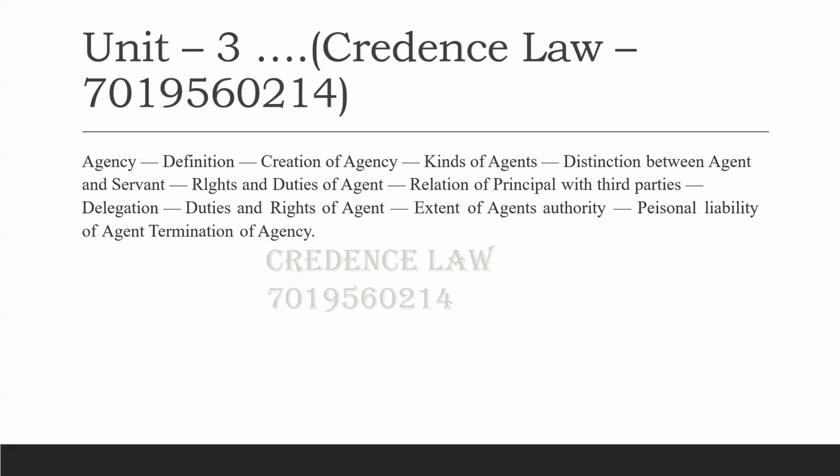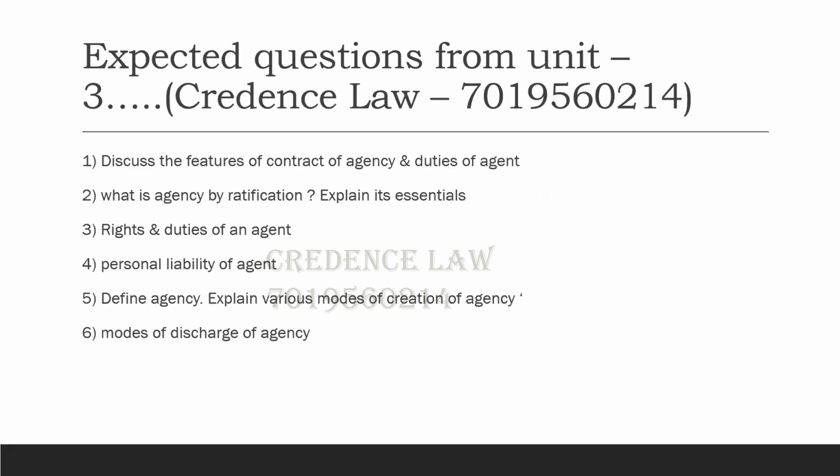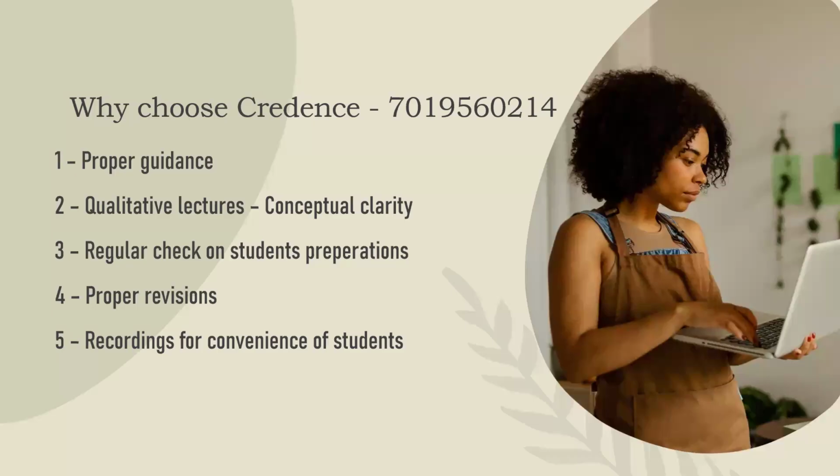And in the contract of agency, the relation between the principal and the agent, rights and duties of the agent and principal, relation of the principal with the third party, principal liability, personal liability of the agent, creation of agency, and termination of agency. These are the important questions from the contract of agency. As you can see on the screen, features of the contract of agency, ratification, agent and personal liability, modes of termination.